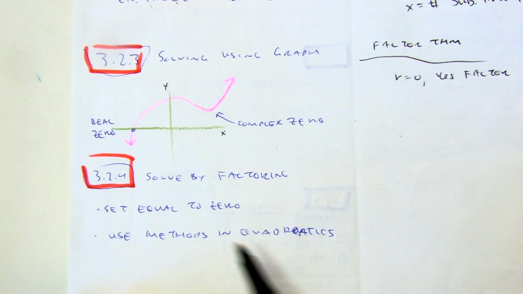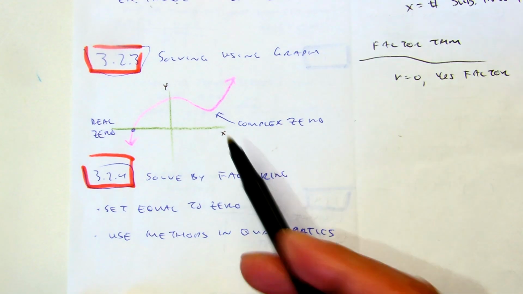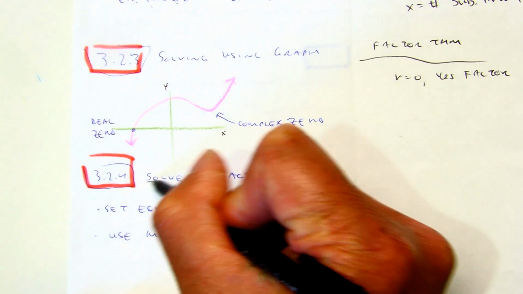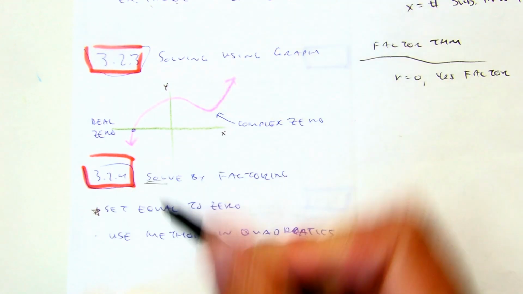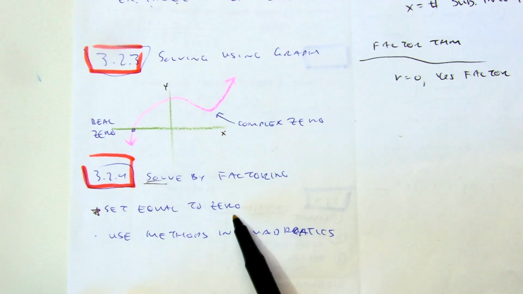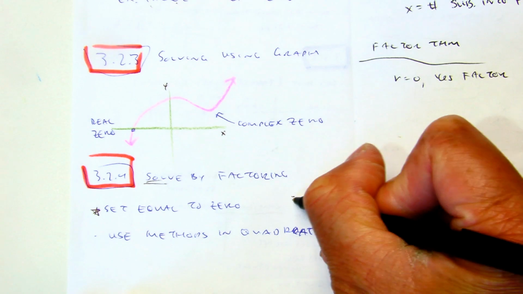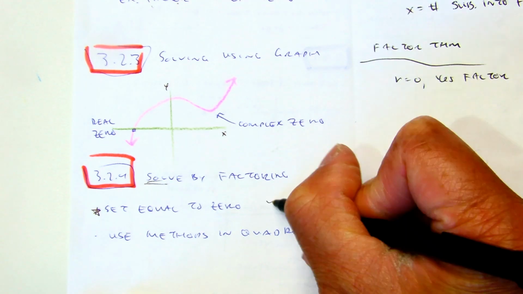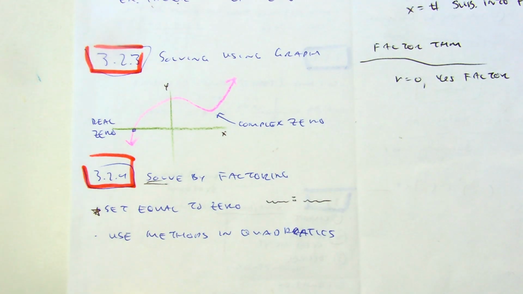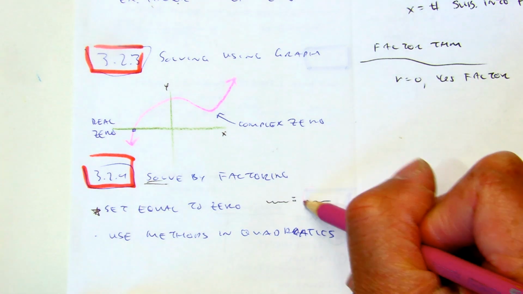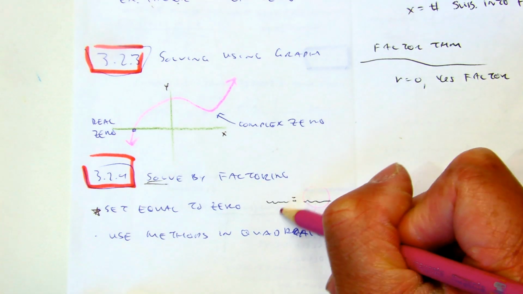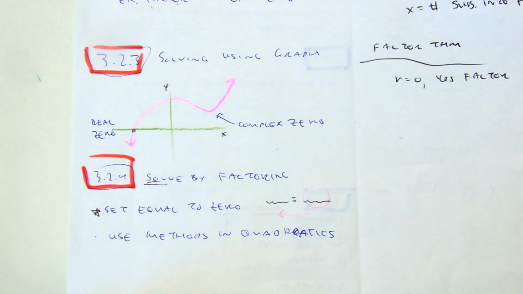3.24, we were solving by factoring. So when it says solve, you want to set it equal to 0. So if you have two sides of the equation, say there's stuff over here and here, you basically just want to move everything to one side. And then you want to try to use the methods you've done in quadratics. Square root method, factoring, quadratic formula.